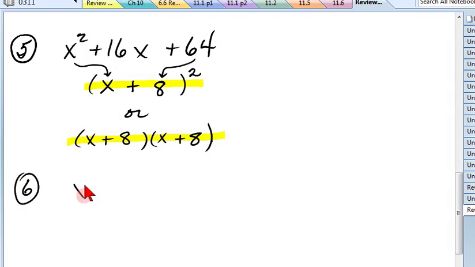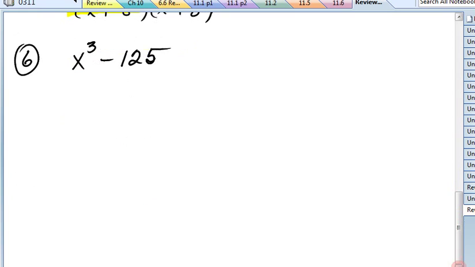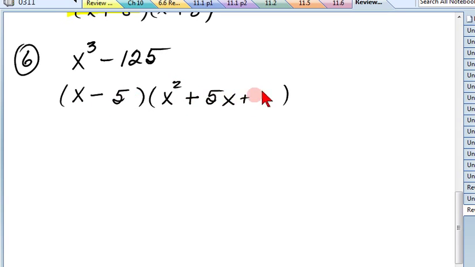Number 6 is x cubed minus 125. All right, that is the difference of cubes. The difference of cubes has a pattern. Into the binomial goes cube root, which is x. Keep that sign, minus. Cube root, which is 5. Into the trinomial goes square, x squared. Change the sign, plus. Product of these two, 5x. Square of the last, plus 25. Square, change the sign, product, square.